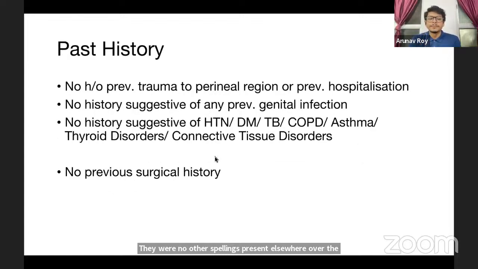Past history. There is no history of previous trauma to the perineal region or previous hospitalization of my patient. There is no history suggestive of any previous genital infection. There is no history suggestive of hypertension, diabetes, tuberculosis, COPD, asthma, thyroid disorders, or any connective tissue disorders. There is no surgical history present in my patient.